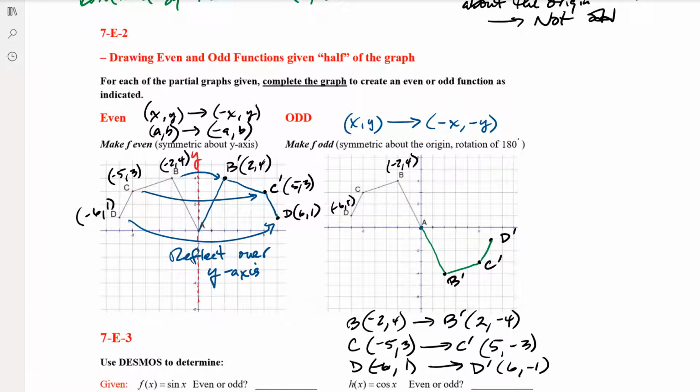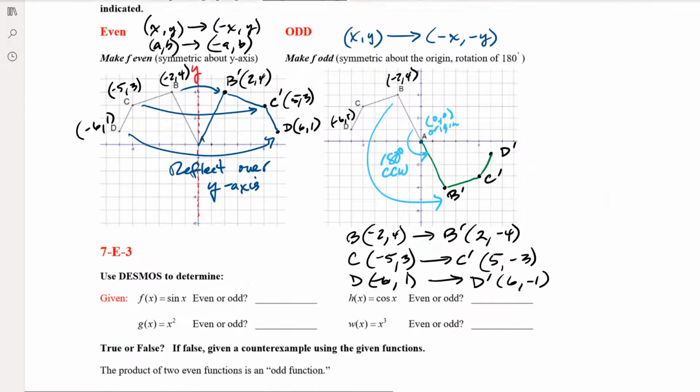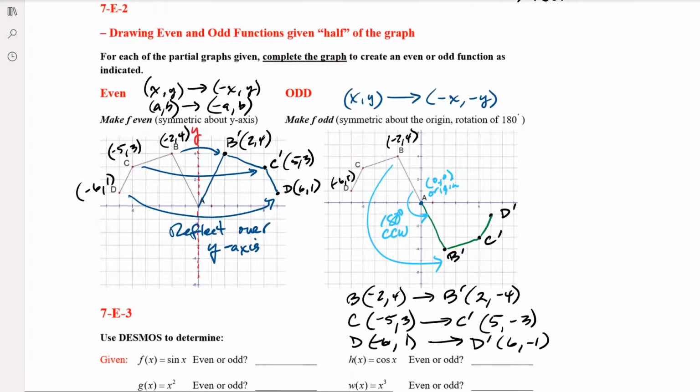Notice that if you rotate B 180 degrees counterclockwise, or you can go the other way, clockwise, it doesn't matter, B would transform to B prime, and then C would get transformed to C prime, and D would get rotated to D prime, and so on. That's a 180 degree rotation about the origin. Again, this is the origin here, which is at (0, 0). All right, that's activity 7E2.